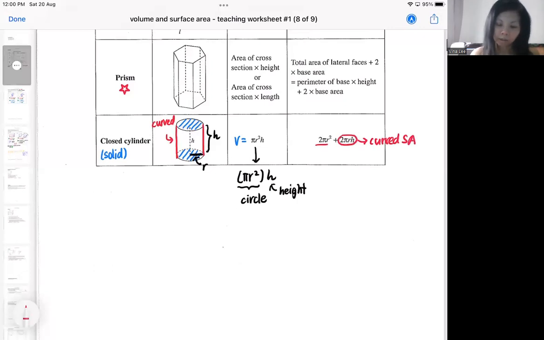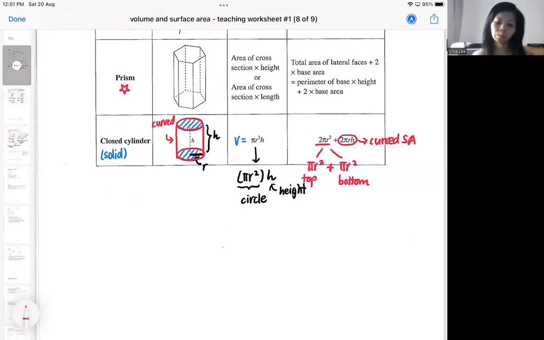Okay, and then here, there are 2 pi r squared. Where does it come from? It comes from the top circle and the bottom circle. So you visualize the surface area piece by piece. There's this curvy side, there's a bottom, there's a top. That's what makes up the total surface area for a closed cylinder.